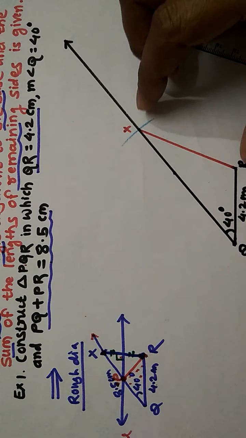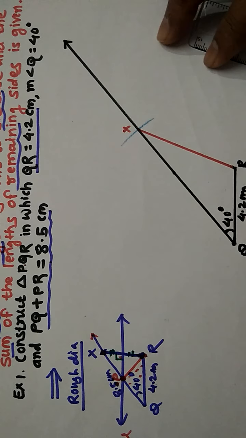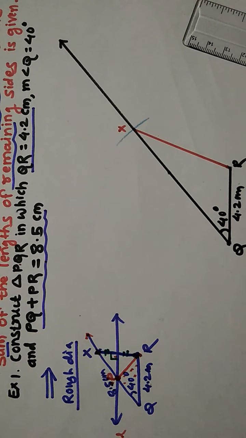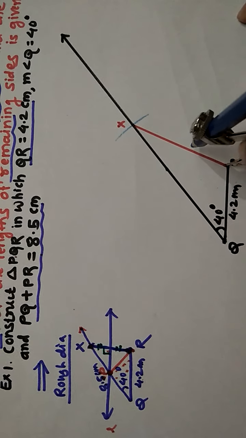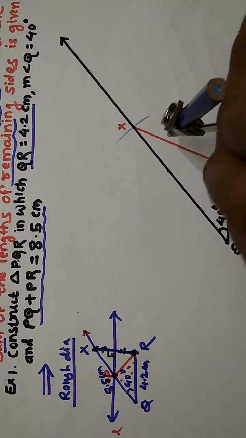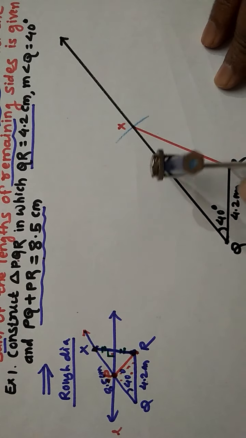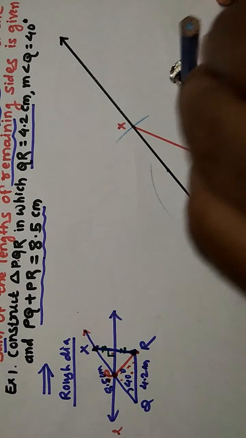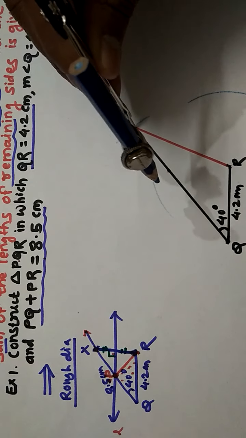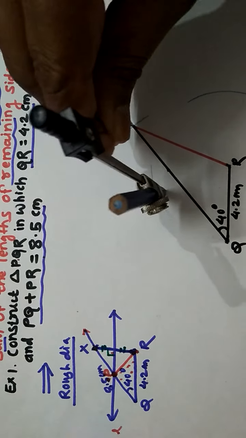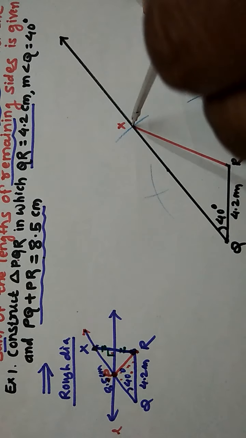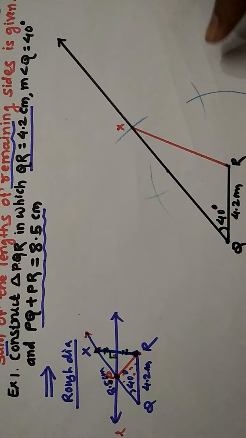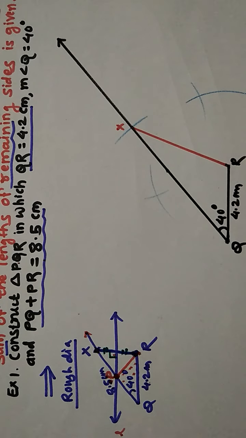Now our last aim is to draw the perpendicular bisector of segment XR. See here, we draw the perpendicular bisector of XR. Take the distance in your compass greater than half of the segment XR. Draw arc on both sides. We intersect here, also intersect here. Now draw the line passing through these two intersecting points.